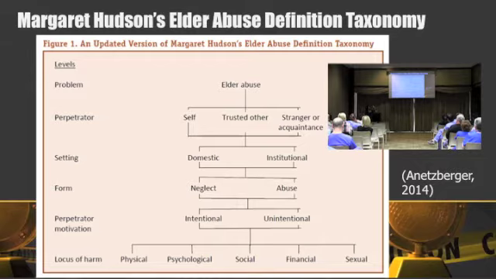So you kind of differentiate if you have a problem, who the perpetrator is versus the setting, form, what was the motivation, and then what's the locus of harm. This helps to define and provide the taxonomy more for research purposes. So it is important that it gets defined and that it's agreed upon so that research can be done and be more accurate and pinpoint.